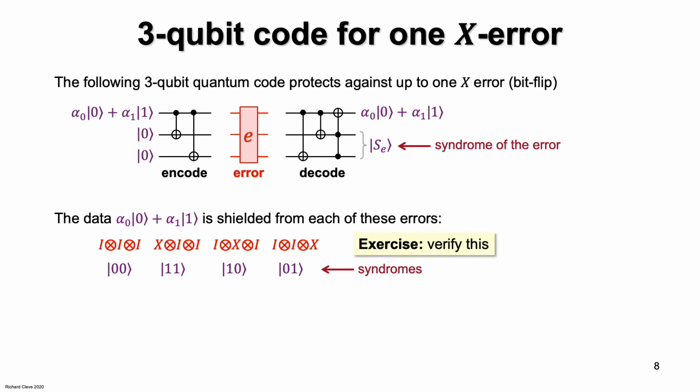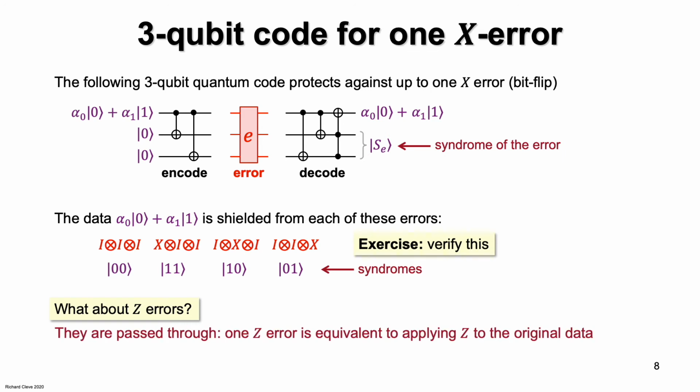Okay, that's all fine for X errors, but what about other errors? Specifically, what happens if there is a Z error? That is, a Z applied to one of the 3 qubits in transmission. Please pause if you'd like to think about this. A Z error is not corrected. Instead, it's passed through. By this I mean that it's equivalent to applying a Z to the original data, which has the effect of negating the sign of the amplitude alpha 1.